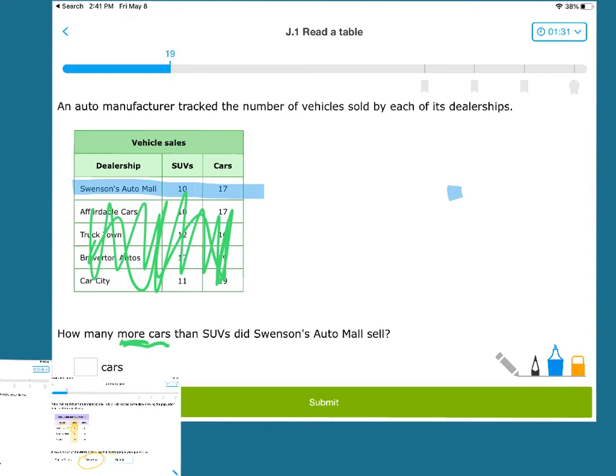So my 2 numbers are 17 and 10. And if I subtract that, I get the answer of 7. So 7 would be the answer. They sold 7 more cars than SUVs. So the main thing with this is just figuring out what information is important and knowing what to do with that information. It might ask you to combine them. It might ask you to find the difference, such as this one did. But you have to figure out what information is important.